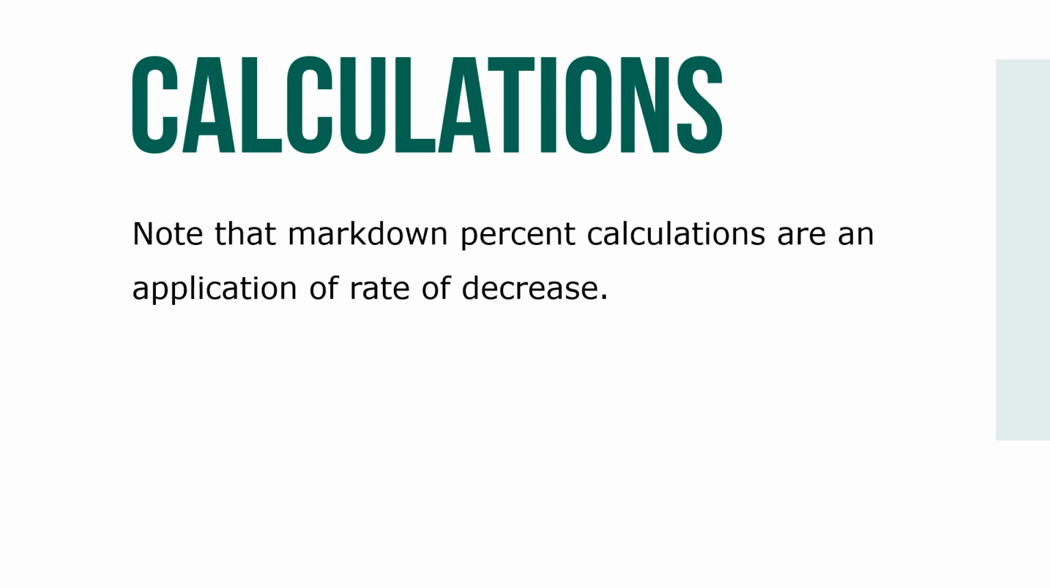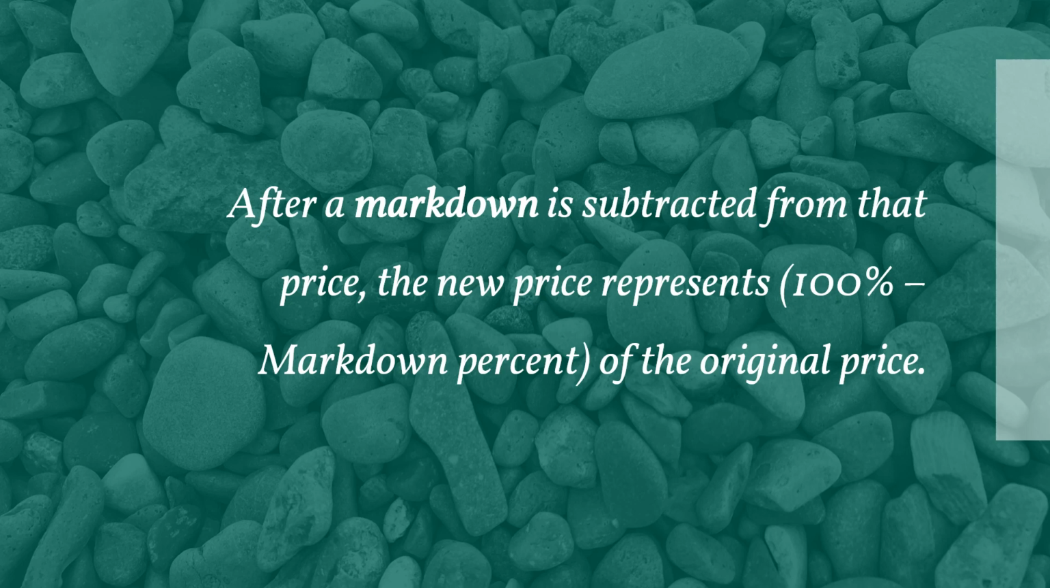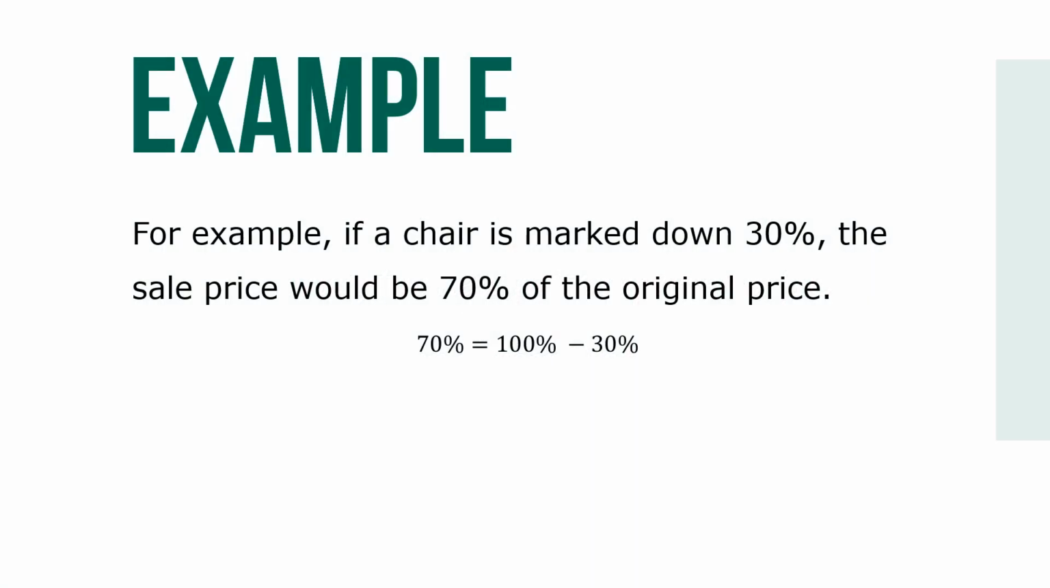Note that markdown percent calculations are an application of a rate of decrease. In the percentage formula, the markdown portion represents the amount of decrease and the original selling price, the base, represents the original amount. In markdown calculations, the original selling price is the base, or 100%. After a markdown is subtracted from that price, the new price represents 100% minus markdown percent of the original price. For example, if a chair is marked down 30%, the sale price would be 70%, which is 100 minus 30% of the original price.